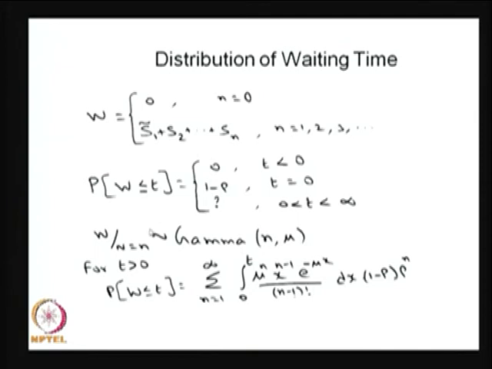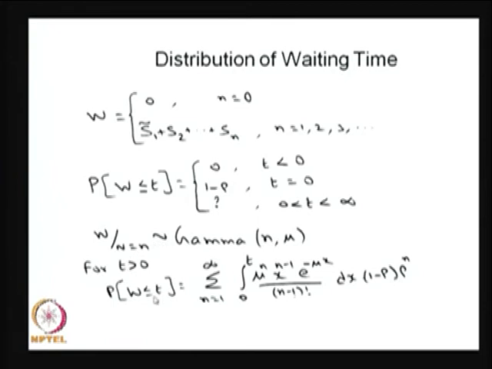There are many ways of finding out the distribution, but here I am just explaining through the distribution concept. This is a sum of n independent exponential distributions, therefore you can conclude it is a gamma distribution with the parameters n and mu. Once you know the conditional distribution, our interest is to find out the unconditional one.